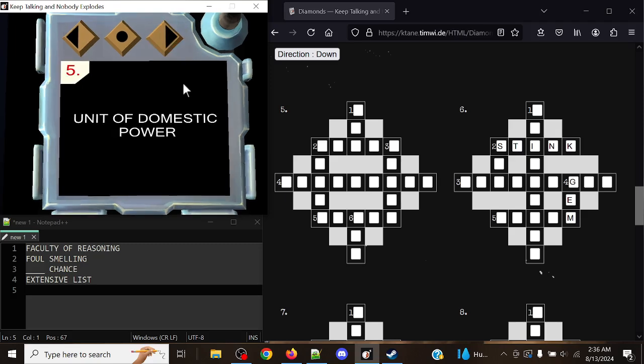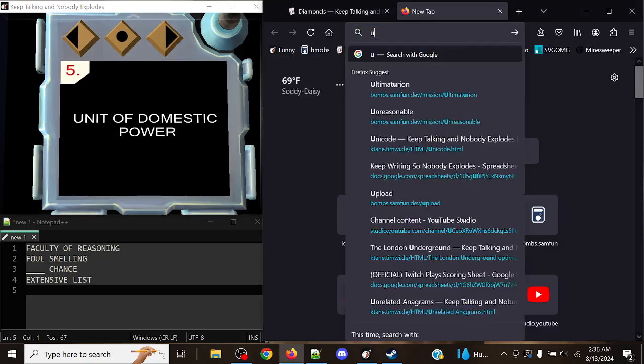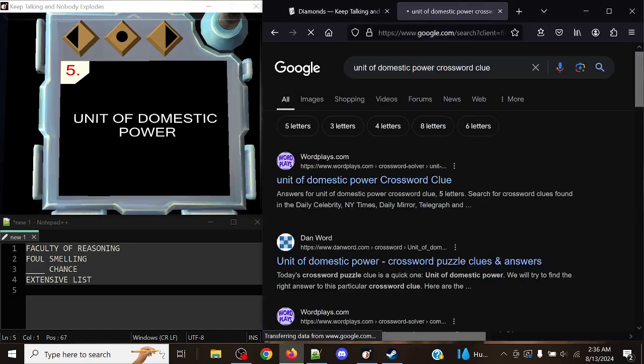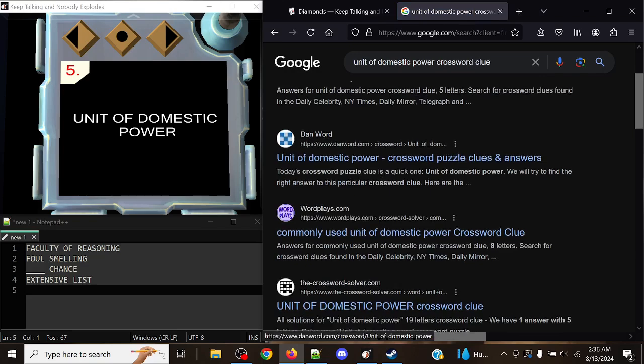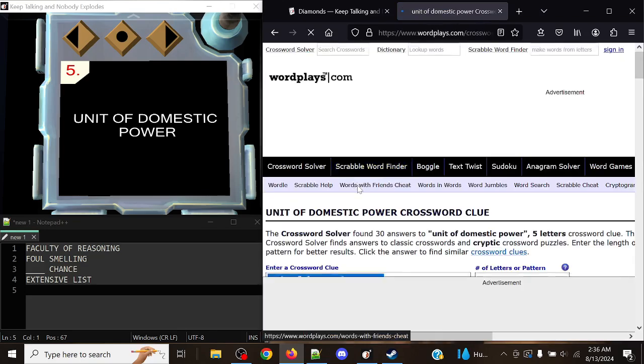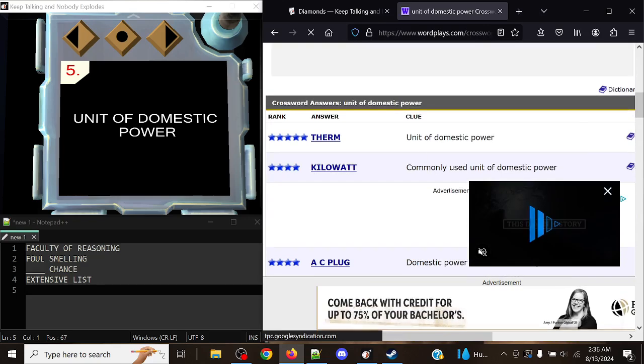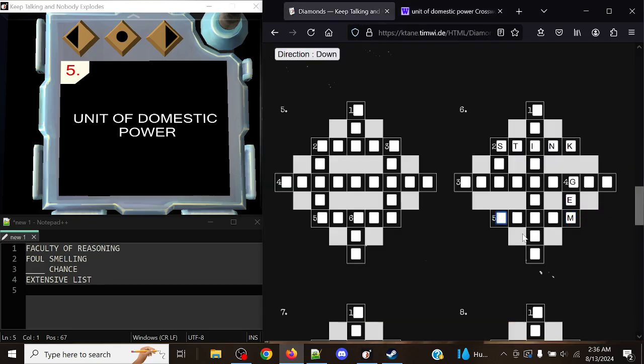The next is unit of domestic power. Now this one you can actually look up. Unit of domestic power crossword clue. Okay, it's not giving me the answer immediately. Let's have a look here. Therm. Therm would make sense because it has an M at the end of it, so that would make sense. So therm is likely the answer there.